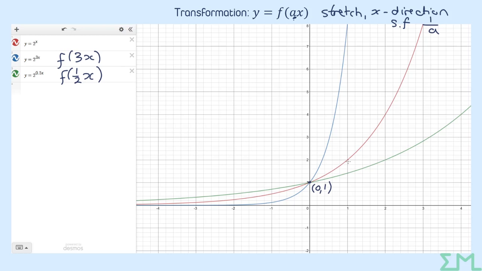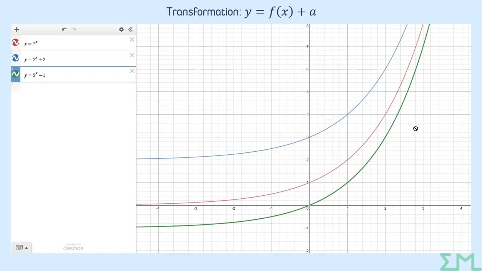Notice we've got the same thing as when we were changing the base earlier. So here the red function is higher than the green function because it is growing more quickly. But then when you go down into the negative x values, the green one is now on top and the red one is underneath. Okay, that's the nature of the negative powers and their reciprocal effect.